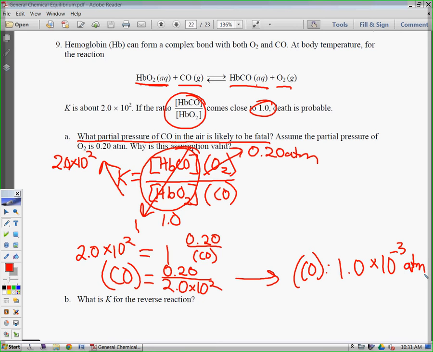All right. So that is the amount of CO. It's a really tiny amount. We see that it's a really tiny amount because K is so large. In other words, K really favors the products here. You're going to get a lot more products than reactants.